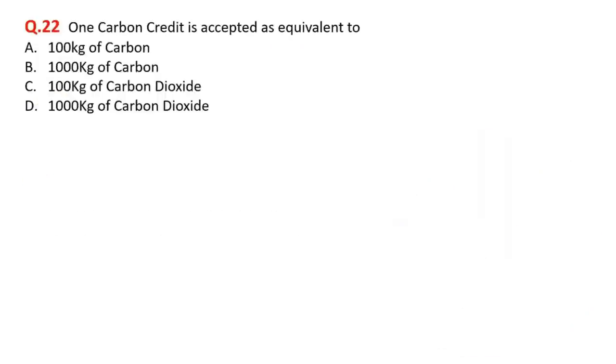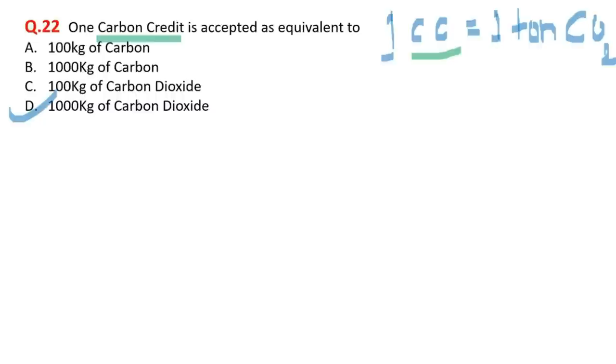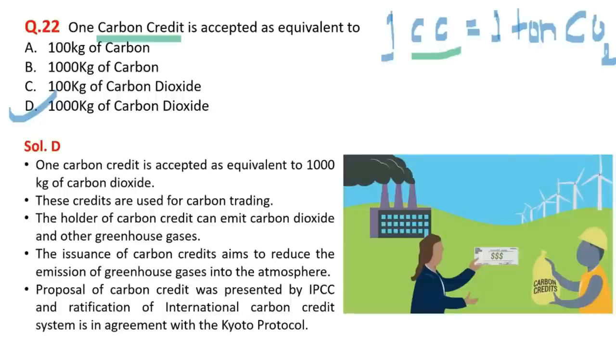Next question, one carbon credit is accepted as equivalent of, that is, what is the meaning, one carbon credit is equal to what? So here the correct answer is 1000 kg of carbon dioxide, that is 1 ton of carbon dioxide. So now let's understand what is the meaning of this actually. This is a very interesting concept, carbon credit.